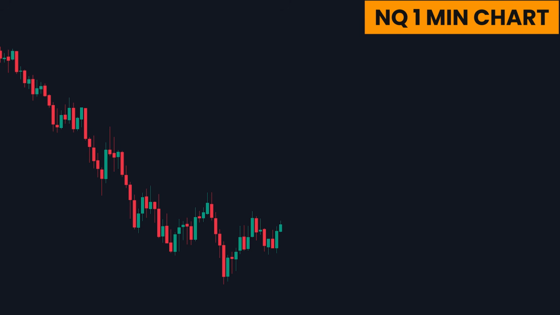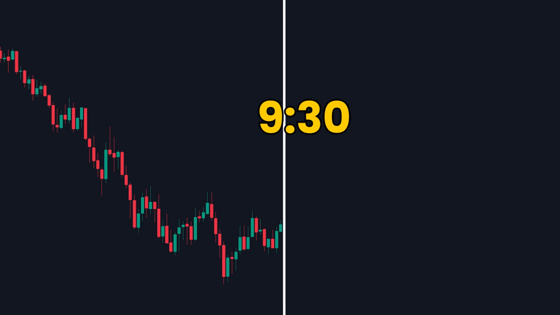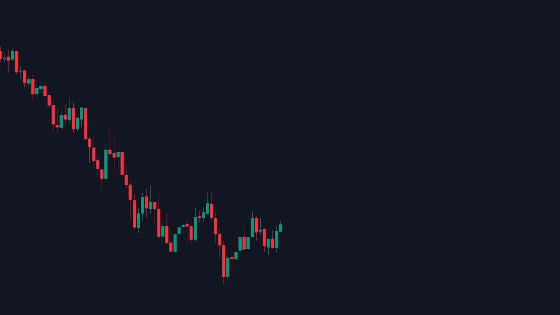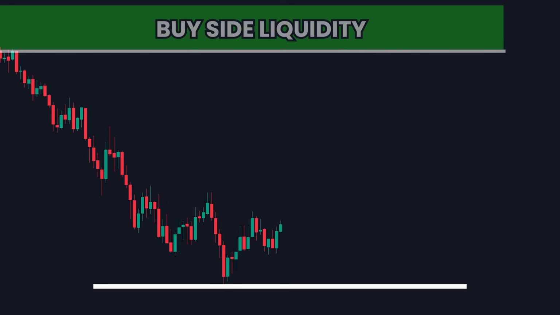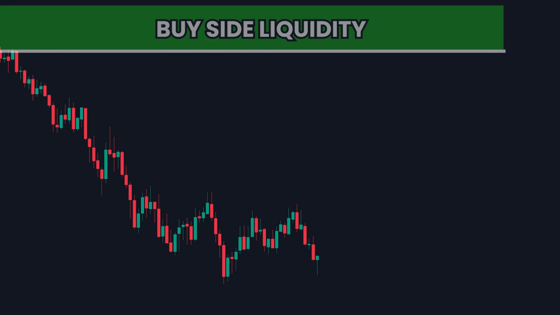We're on NQ, 1-minute chart, and the clock just hit 9:30, the New York Open. Step 1 was done before the bell. Above us sits the buy side resting over yesterday's high. That's my draw. And below us, there's this low from the pre-market session. Now watch what the open does. First move is straight down. Price is driving into that low.